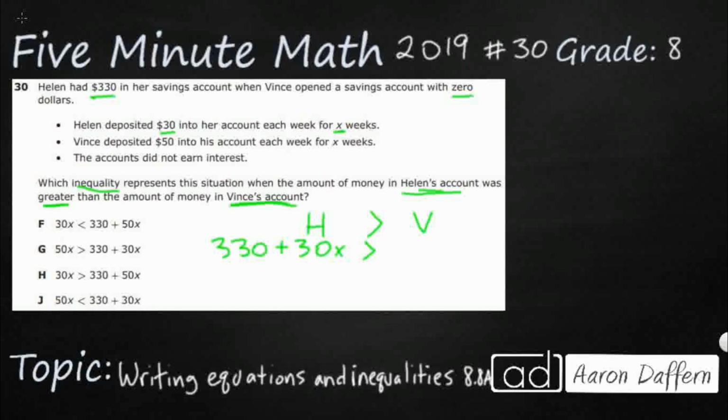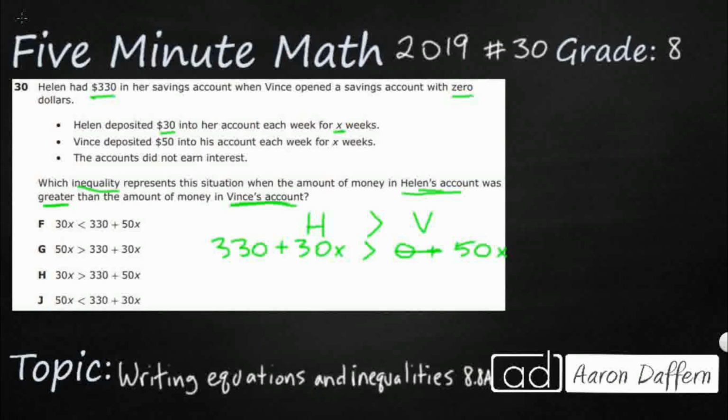Now, if I want to keep it balanced, I can say Vince has got 0. He's got a 0 starting, and he's doing 50 a week. I could do that just to keep it balanced, and I can drop that in a moment if I need to. So this is what I've got so far: 330 plus 30x is greater than 0 plus 50x. And obviously we can just drop that and make that 50x.